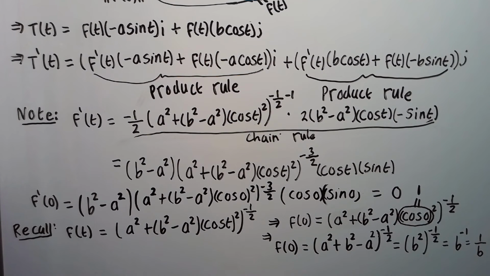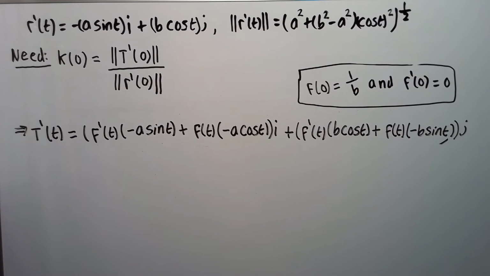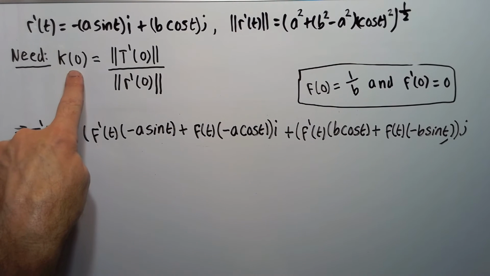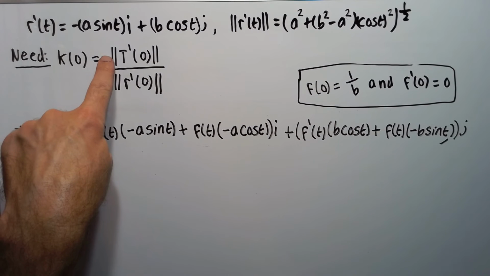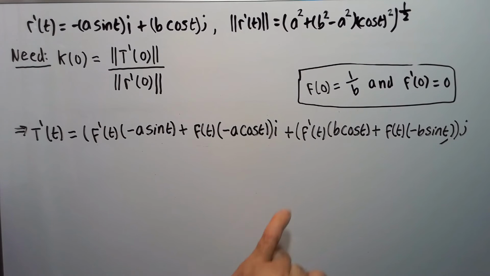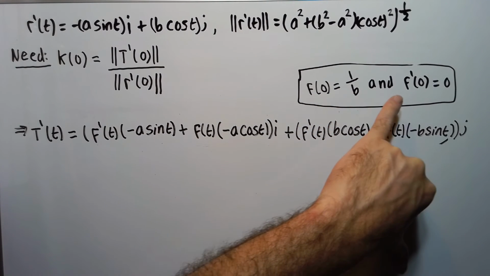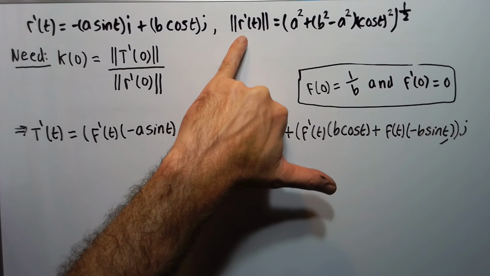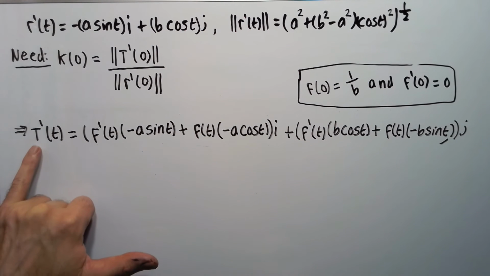Okay, so let's summarize what we have so far. We need the curvature when t is 0. So we're looking for the magnitude of capital T prime of 0 divided by the magnitude of r prime of 0. We found f of 0 was 1 over b, we found f prime of 0 was 0, we found our magnitude of r prime, and we found our capital T prime. So let's find capital T prime now at 0.